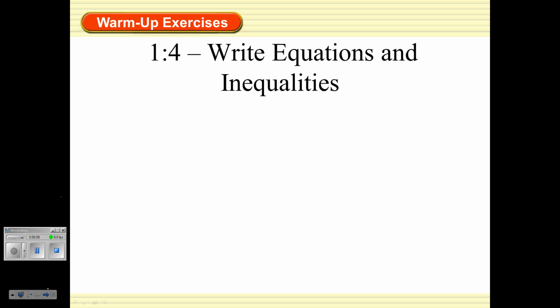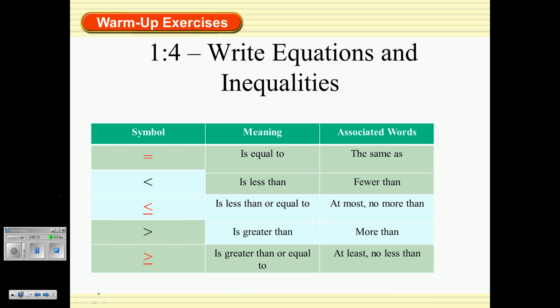The first thing you have is a chart. I would like you to fill out the chart below. Let's go through this. First symbol I'd like you to put in your box is equals. Obviously the meaning is equal to. And besides the associated words is equal to, you might have the same as. And if we can think of any others, we can maybe generate those tomorrow.